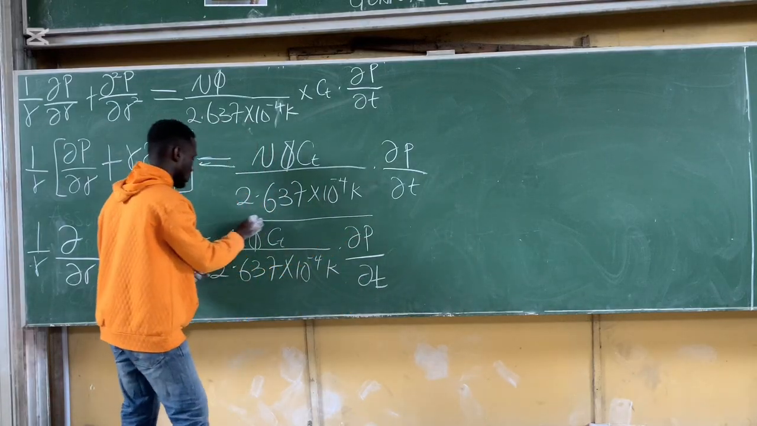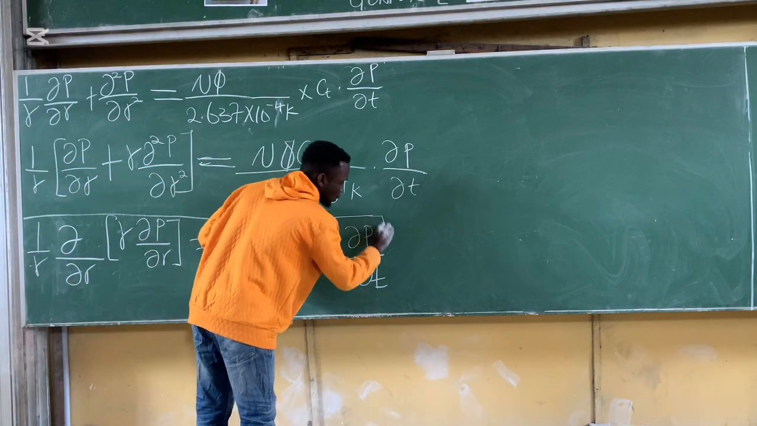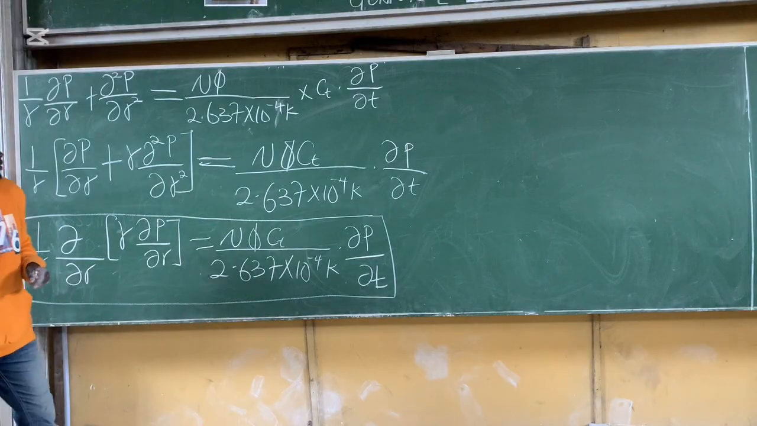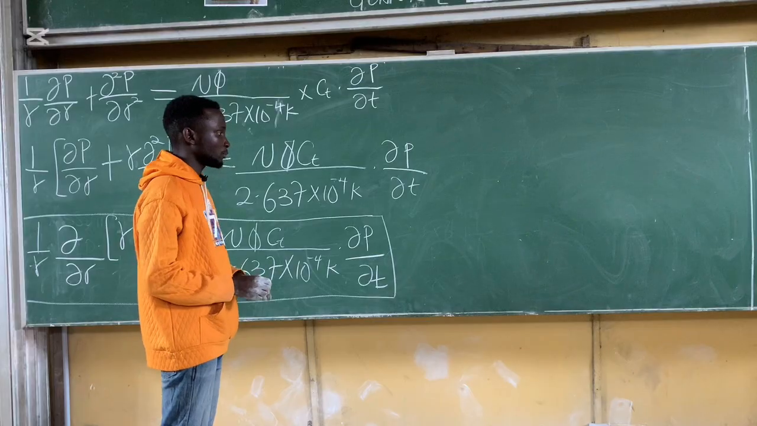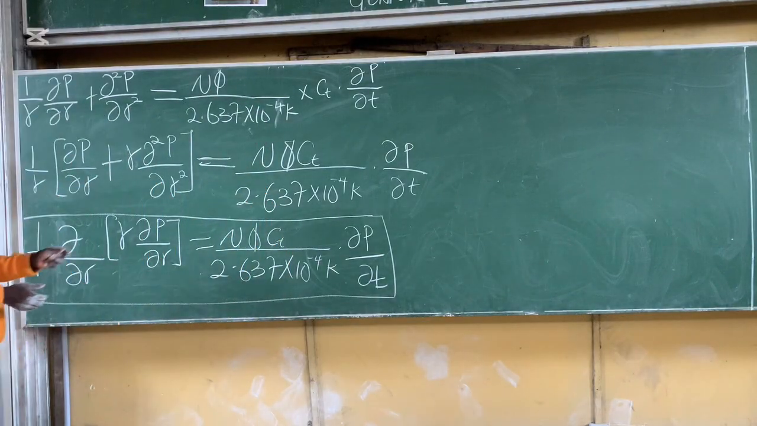So this particular equation is the diffusivity equation for radial flow for slightly compressible fluid.